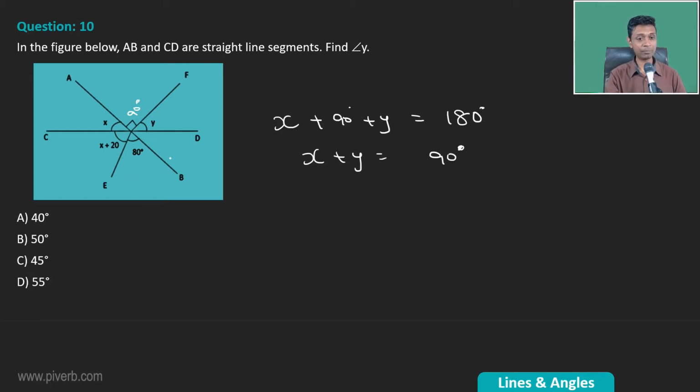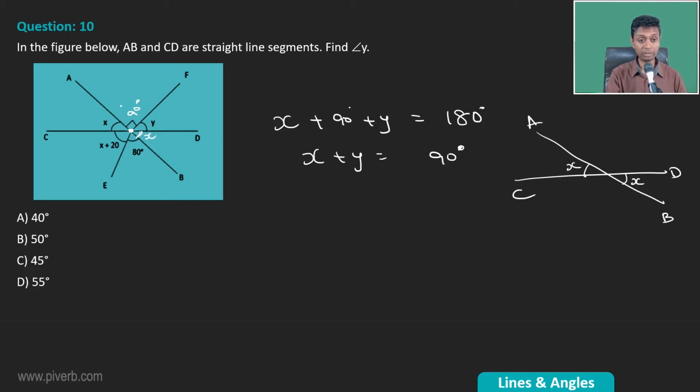Now AB and CD are straight lines, so I'm going to draw only AB and CD. The angle here is X. So what should be the angle here? This should also be X. They are vertically opposite angles, so this angle is also X.